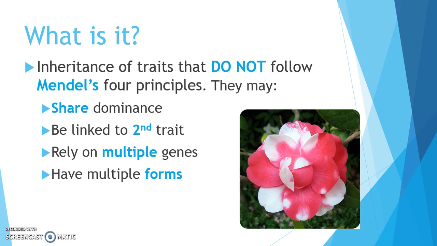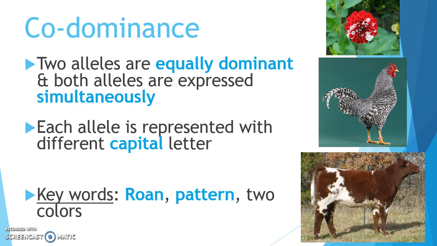So let's learn about the first non-Mendelian problem, which is codominant inheritance. Now, when you see any problems that are codominant, that means that the two alleles that make up a genotype, the two different forms that exist, are equally dominant to each other. So instead of the dominant allele being shown or the recessive, you'll actually see both alleles expressed simultaneously.